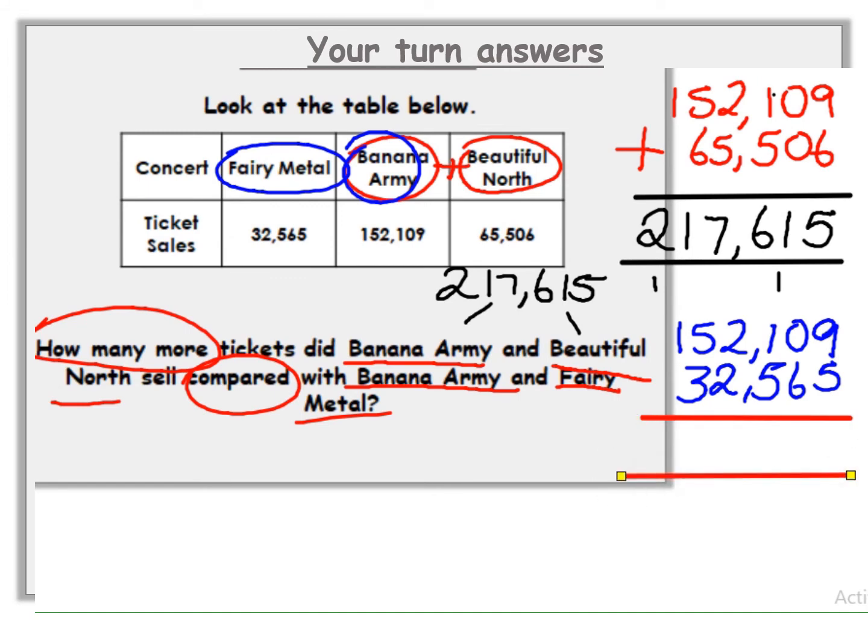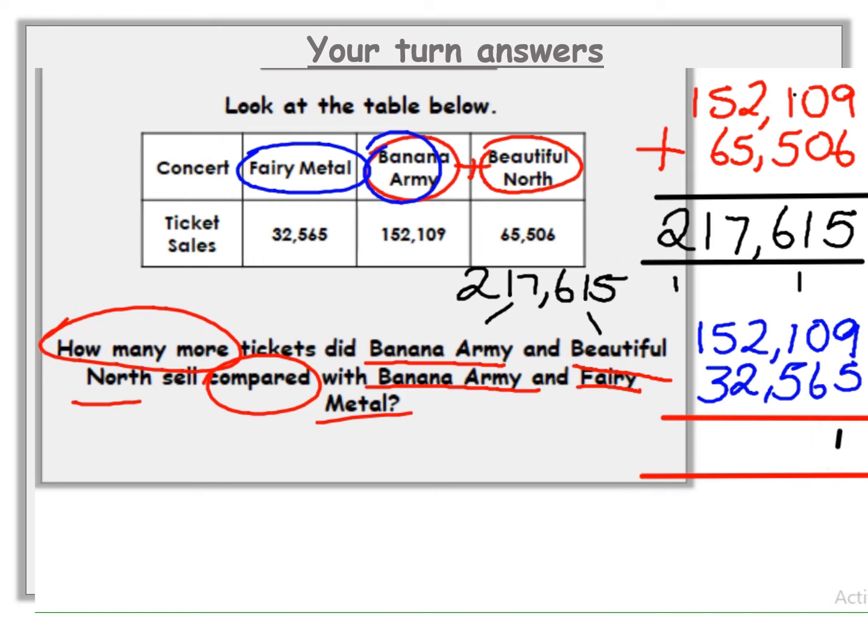Okay, so 9 plus 5, 14. Okay, 0 and 6 is 6, plus the 1, 7. 1 and 5 is 6. 2 and 2, 4. 5 and 3 is 8. Plus the 1, 184,674. So these two.